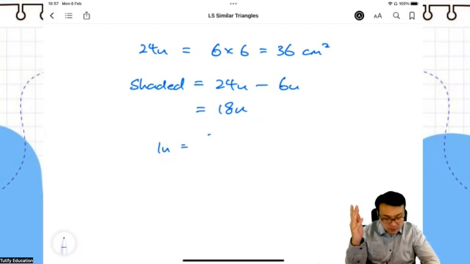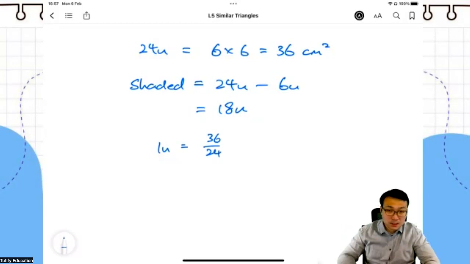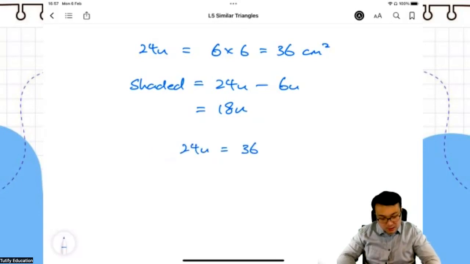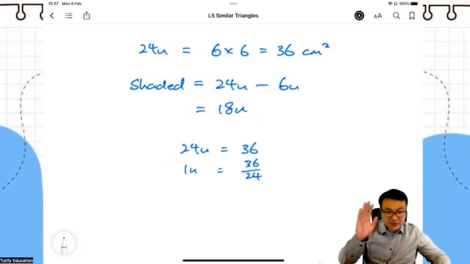Sorry. Oh, that means you're doing this. Is it? You know that, okay, let me write it. Wait, 3 over 2. Okay, so 1 unit equals to this. I don't like fractions. I don't like fractions.